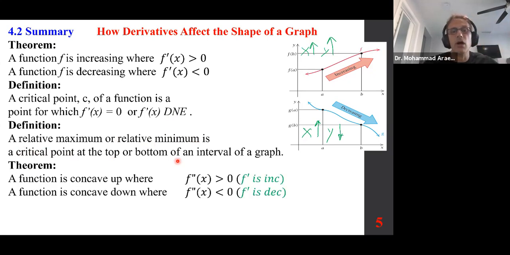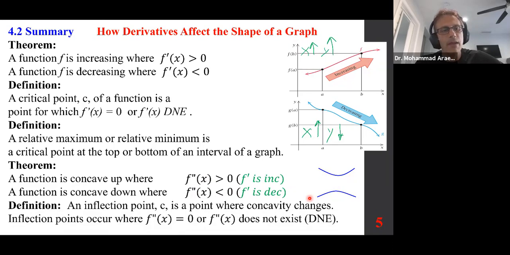A function is concave up where f double prime is positive and concave down when f double prime is negative. If f double prime is positive, that means f prime is increasing. If f double prime is negative, that means f prime is decreasing. Concave up, concave down. And an inflection point is where concavity changes. Okay, so it changes from one format to the next. And possible locations would be where f double prime is 0 or f prime doesn't exist. And for short, IP, inflection point.